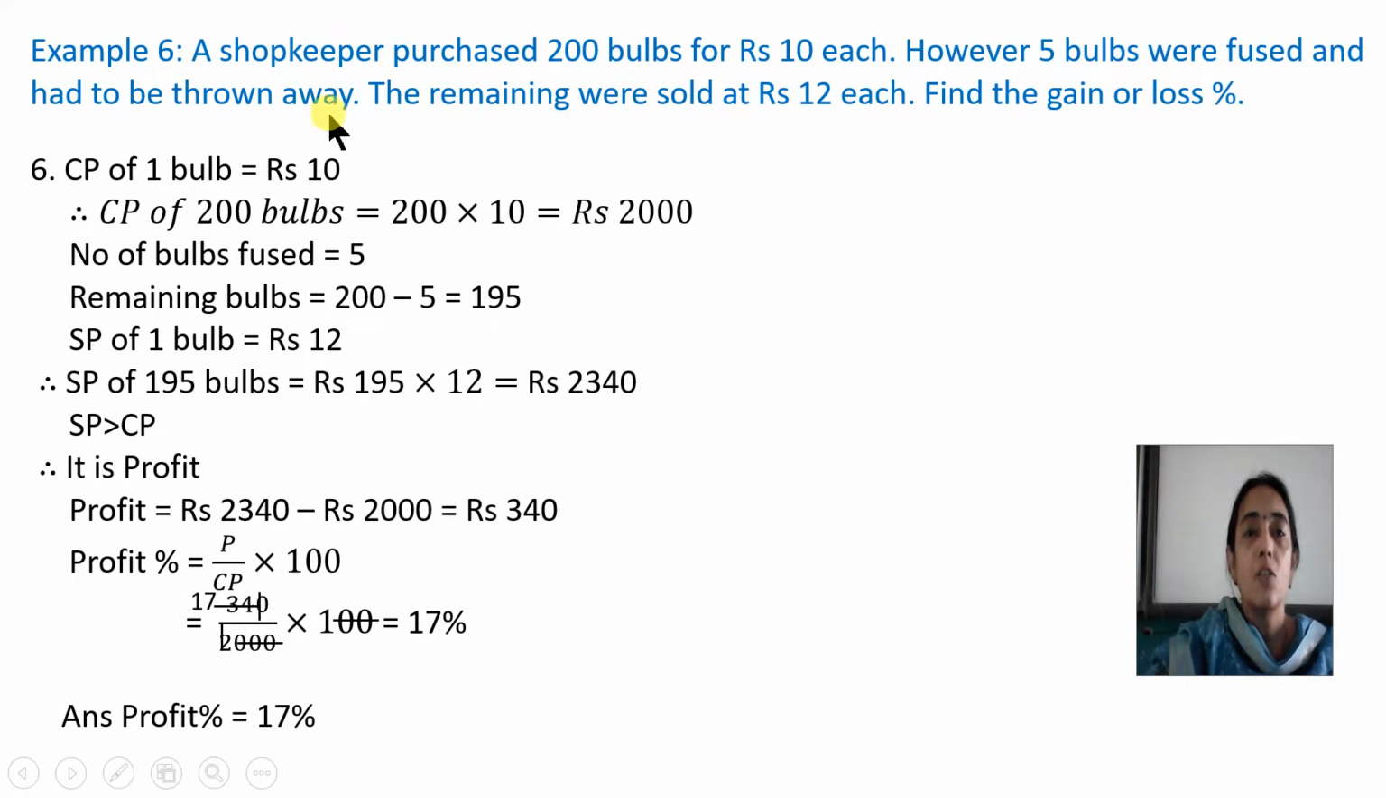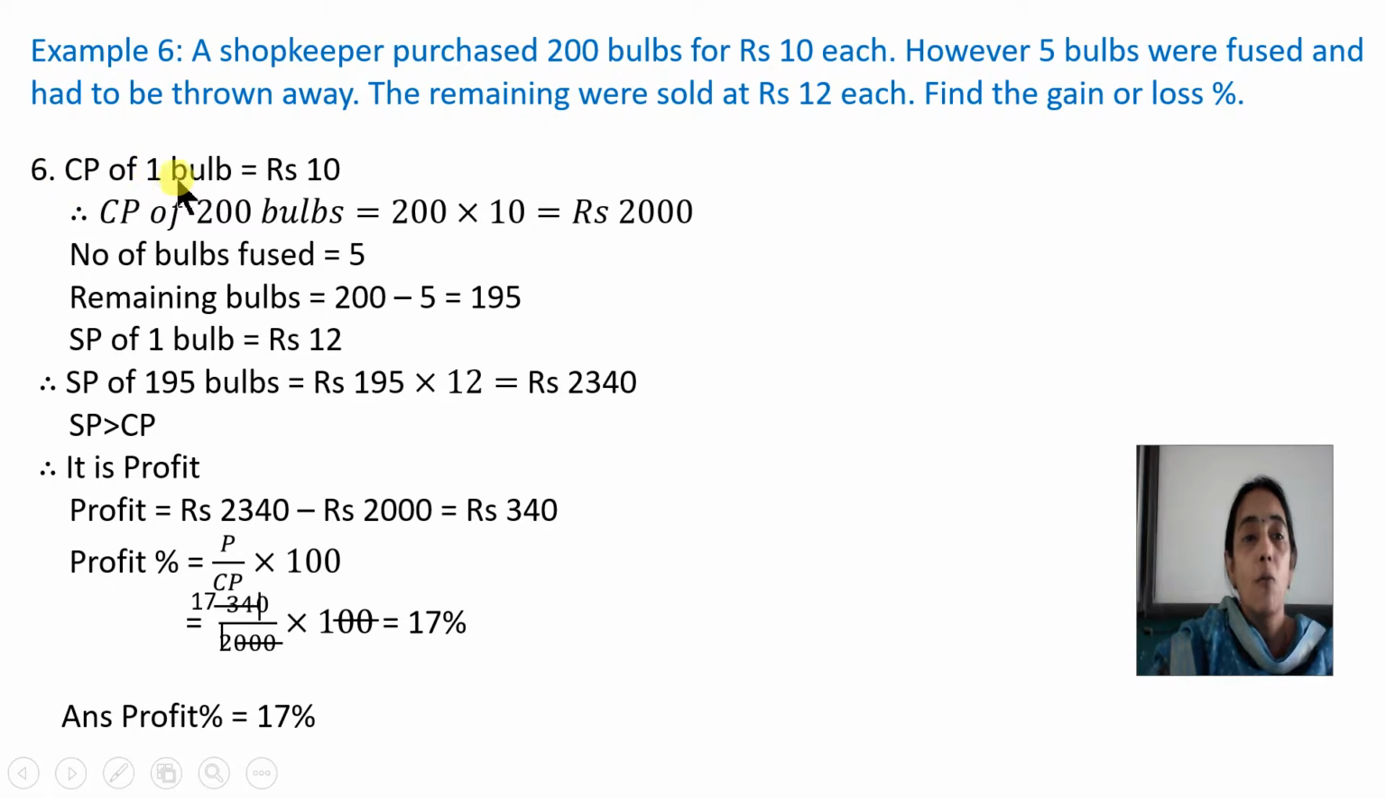That means the shopkeeper purchased 200 bulbs at rupees 10 each. After that, 5 bulbs were fused and had to be thrown away. And he is selling the remaining ones at rupees 12 each. So you have to find whether he gains profit or loss, and that profit or loss is how much in percentage. So first let us find the cost price of 200 bulbs.